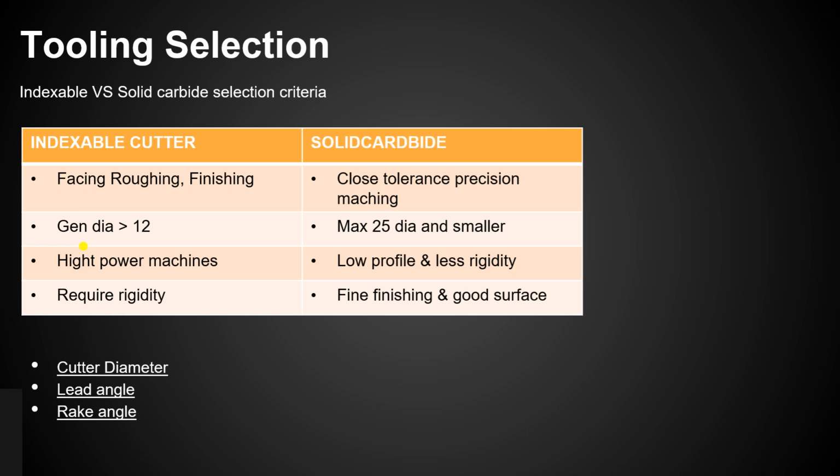So we have to take care of our cutter diameter, lead angle and rake angle. What do you mean by rake angle and lead angle? A tool comes with 3 different angles: neutral angle, positive angle and negative angle. Both have their different roles. We will talk about this in our next webinar class.